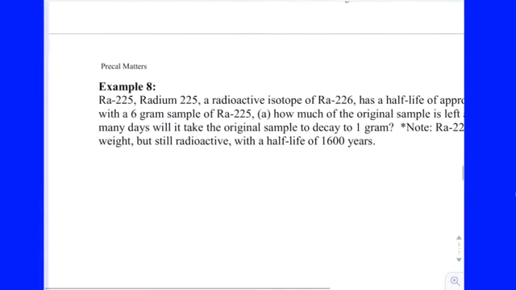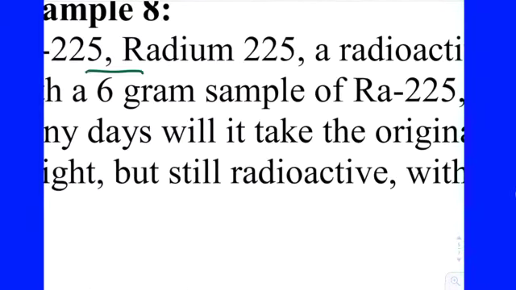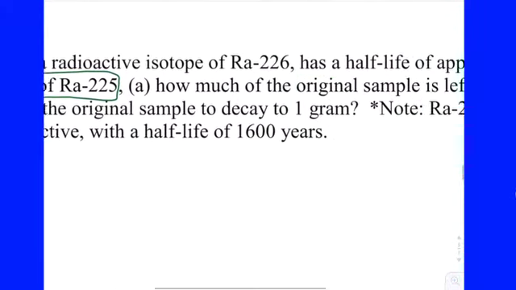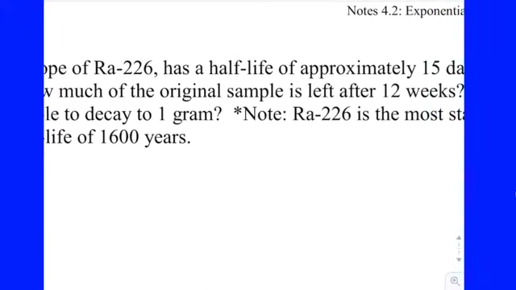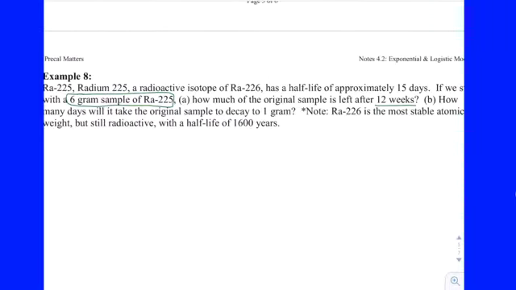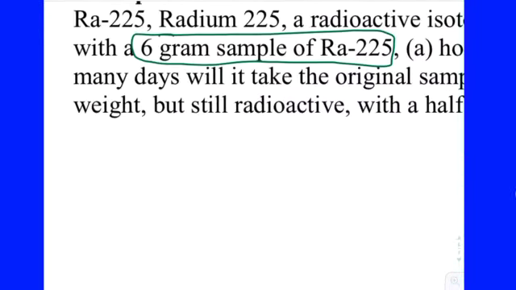If we start with a 6-gram sample, don't ask me where we got that, and I probably should have given out permission slips before I had y'all handling these radioactive samples. My bad. If we start with 6 grams, I want to know, part A, how much of the original sample is left after 12 weeks or 6 fortnights, okay? All right, so how do we start a problem like this?